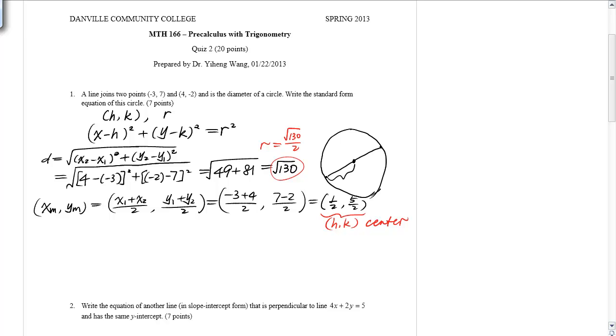With that known, now we can write the equation for the circle, which is (x minus h) squared plus (y minus k) squared equals r squared. So square root of 130 over 2, squared, and that equals 130 over 4. If you want to continue to simplify that into 65 over 2, that is fine too. Either way, this is the equation for the circle.